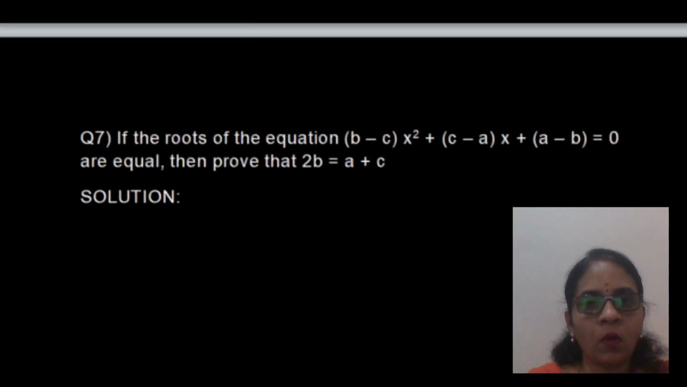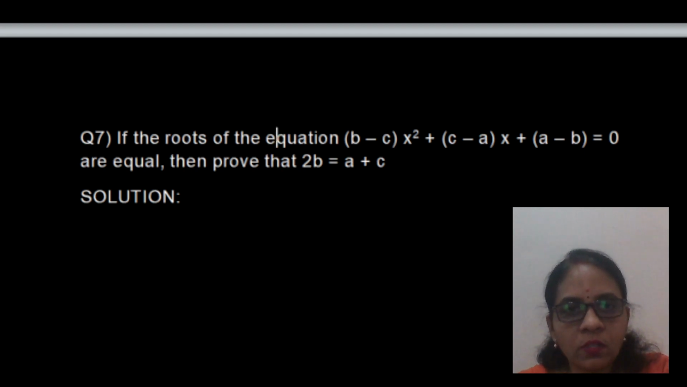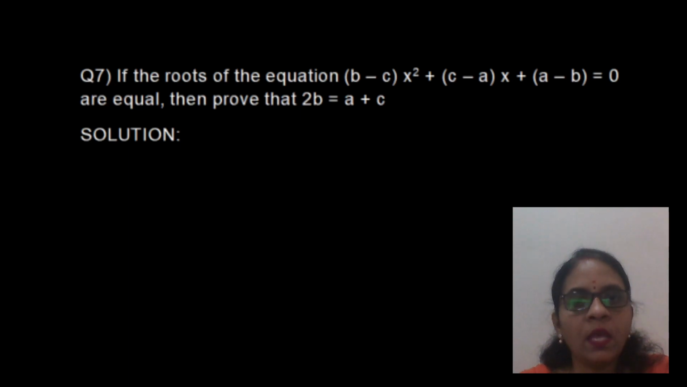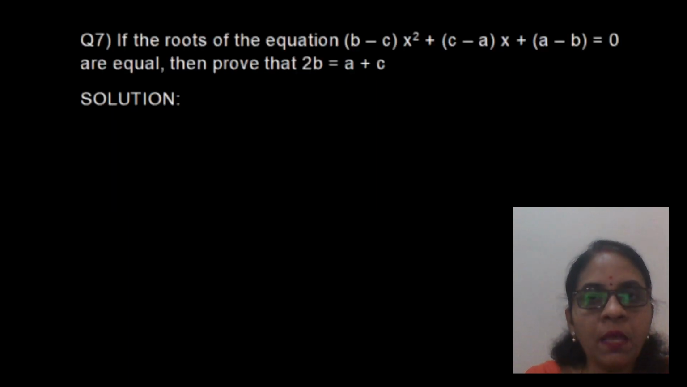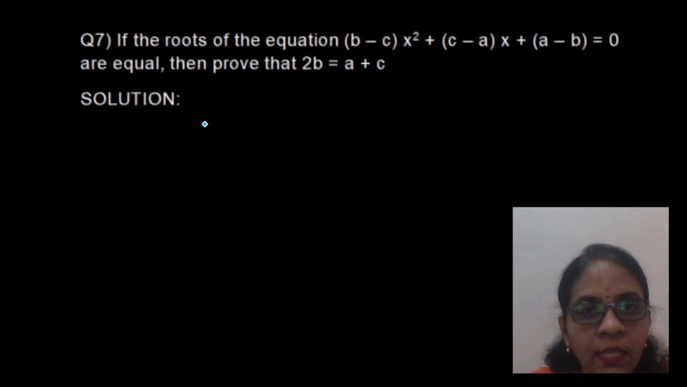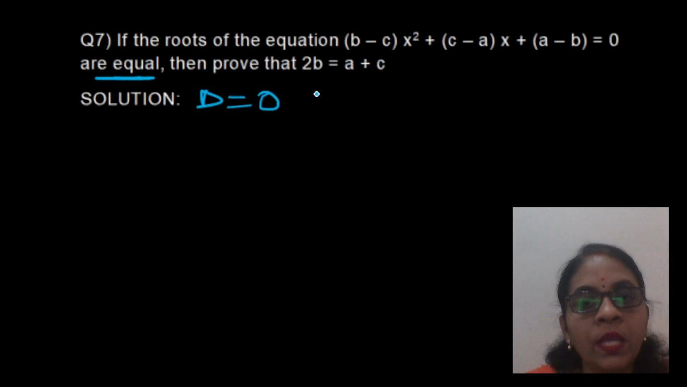Okay. Now if the roots of the equation (b minus c) into x square plus (c minus a) into x plus (a minus b) is equal to 0. Here also the condition is given that the roots are equal. Equal means discriminant is 0.